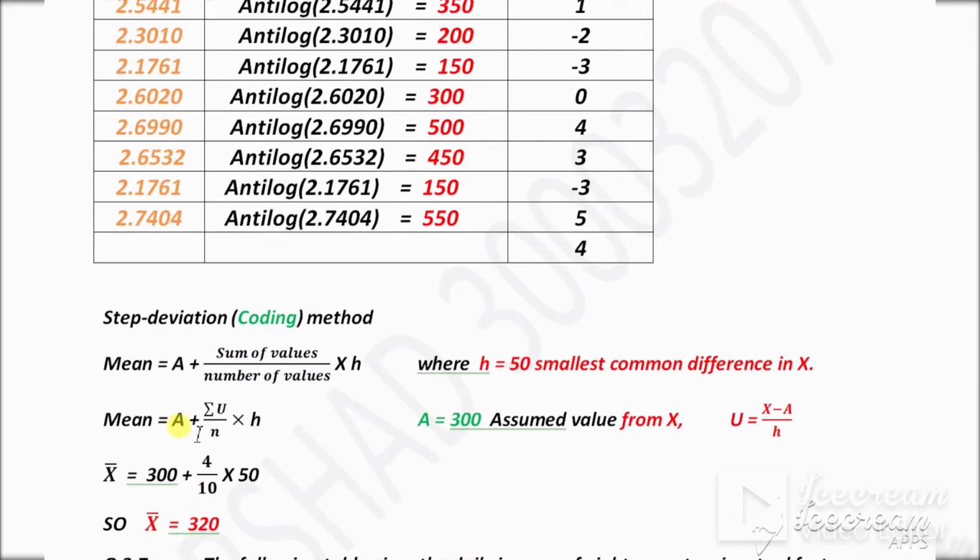This is the step deviation formula. Step deviation or coding method formula is mean equals a plus summation u over n multiplied by h. So first we have to find u. u is equal to x minus a divided by h. A is an assumed value, and h is the common difference. So first we find u.